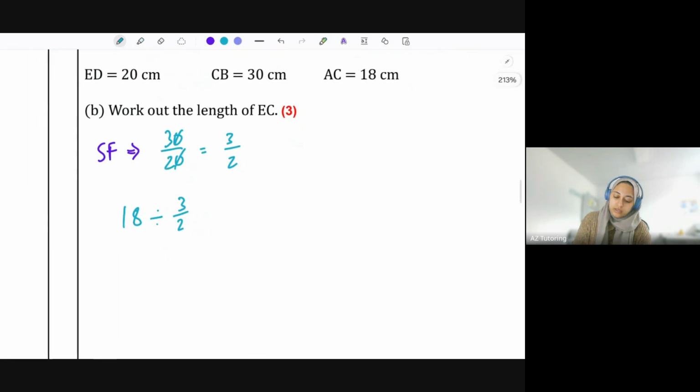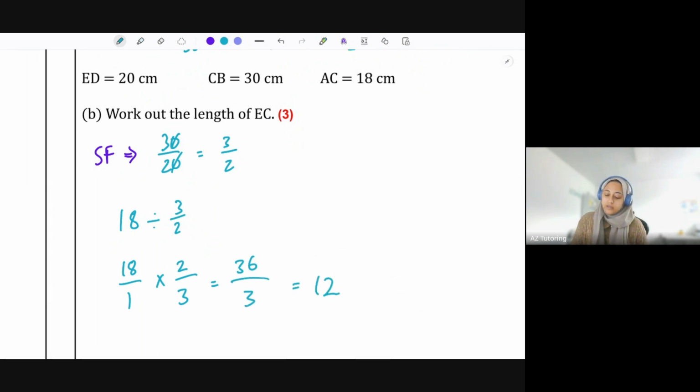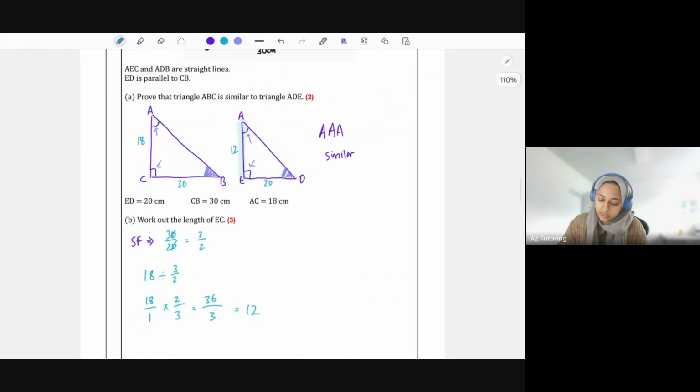So how can we do that? I could say that's 18 over 1 times, flip the second one over, 2 over 3. 18 times 2 is 36 over 3. 36 divided by 3 is 12. Okay, so this is 12 here.